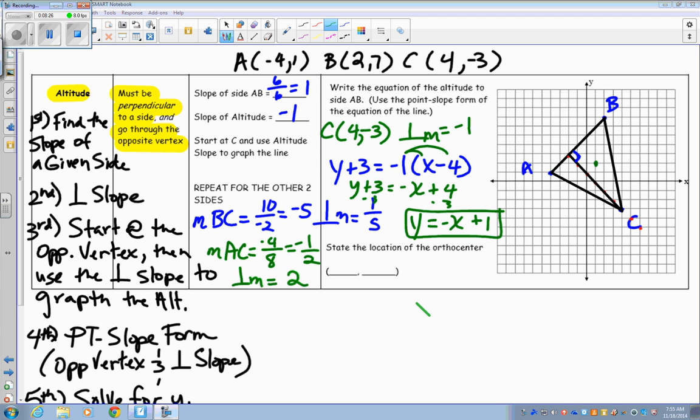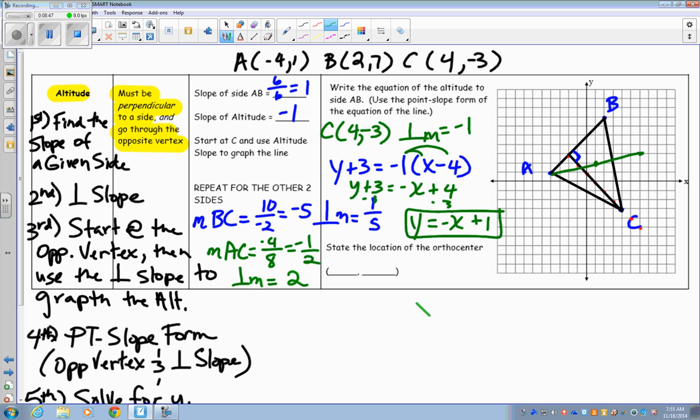All right, so to do the altitude for BC, I start at A because it's opposite. I use my slope of 1/5. So I go up 1 to the right 5, up 1, 1, 2, 3, 4, 5. And we're going to draw a line through those points. My line might be a little bit off, so I'm going to do a straight segment.